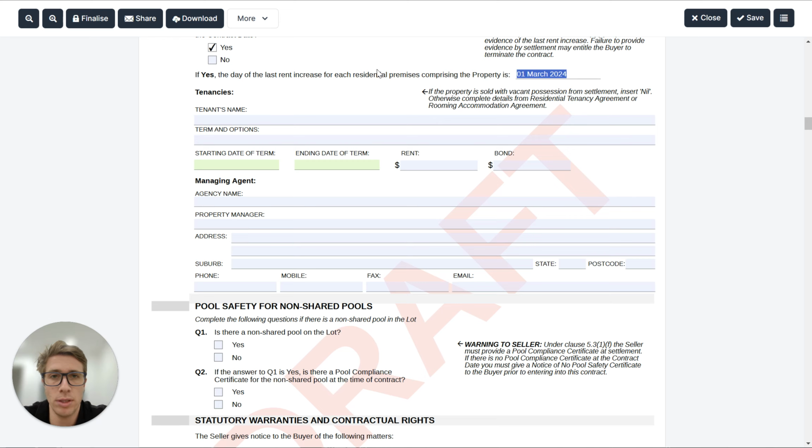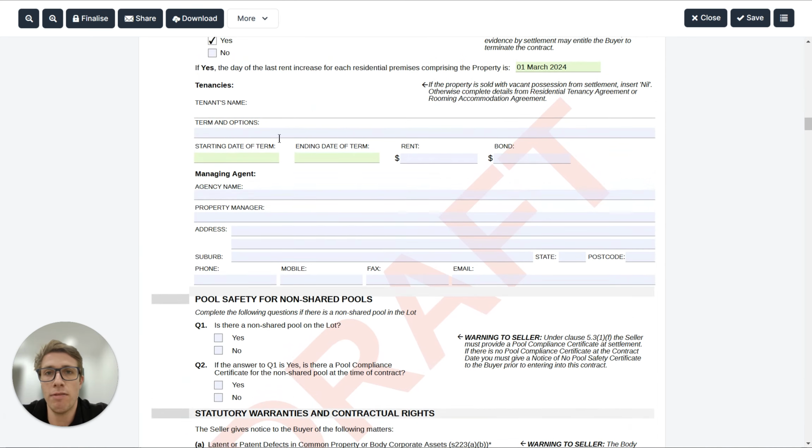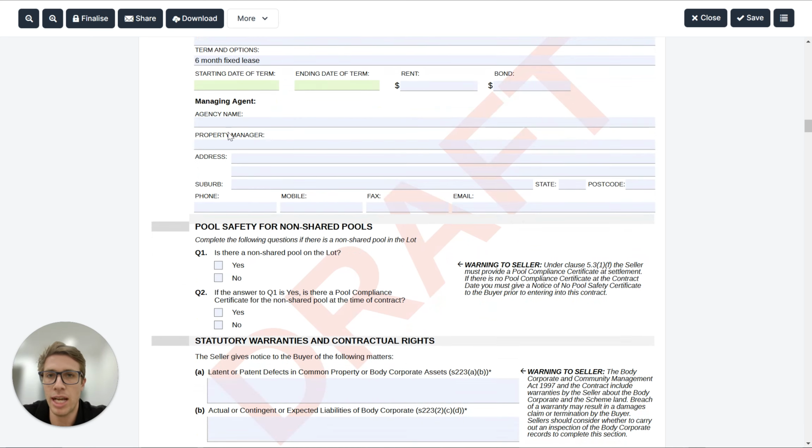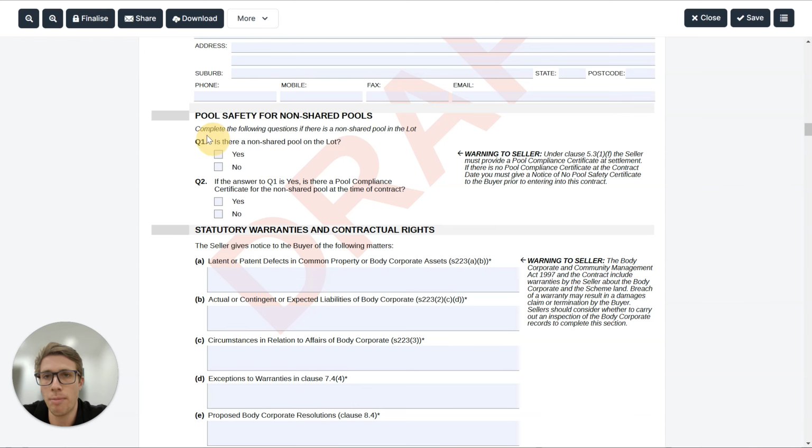So if you've sold a property in the last 5-10 years, you probably haven't seen this, or even in the last 2-3 years. This is just the tenant's information. So tenant name, the term of the lease. It might be a 6-month fixed lease. Fixed, I spelled that wrong as well. The starting date, the end date, the rent, the bond, the managing agent's information here.